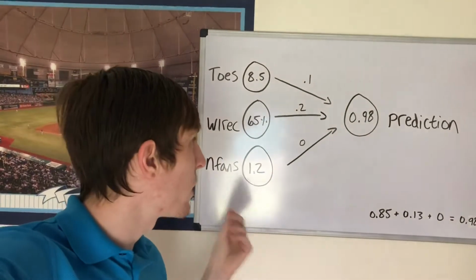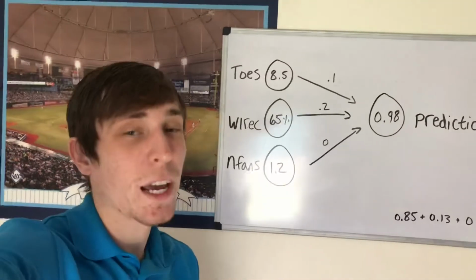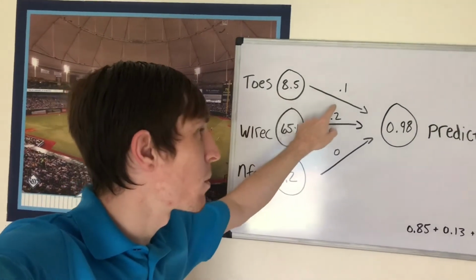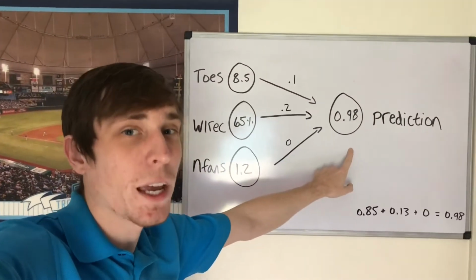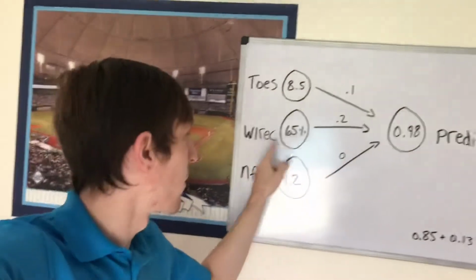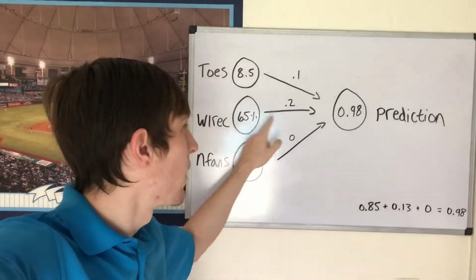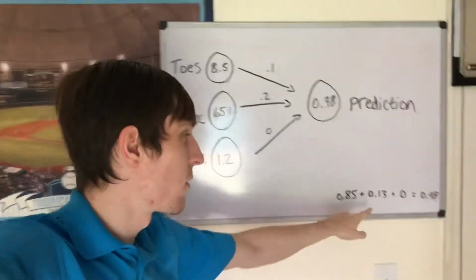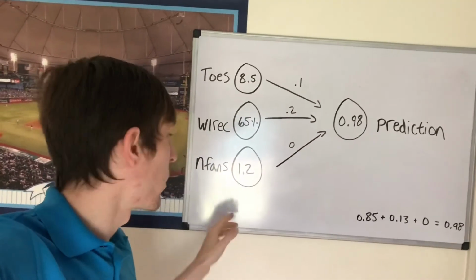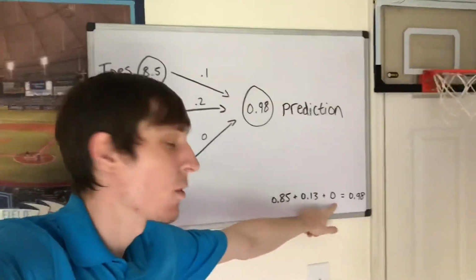Now the way to calculate this prediction is very similar to the last one, only we're going to add addition. In the last one, it was just a multiplication. 8.5 times 0.1 would give us 0.85. So we have 0.85, and then we have to do the next step, the win-loss record. Take that into account. 0.65 times 0.2 gives us 0.13. And then the last step is the number of fans, 1.2 times 0 gives us 0.